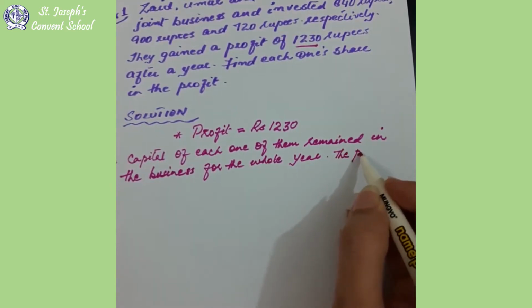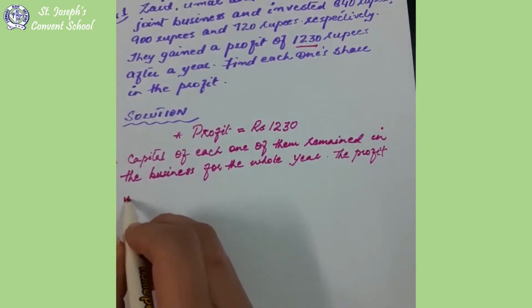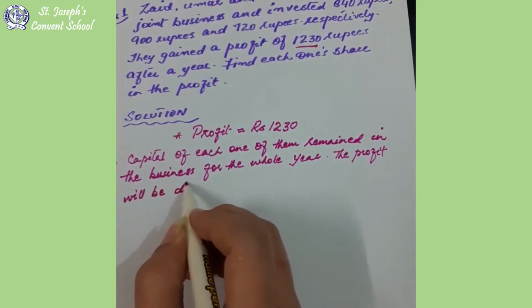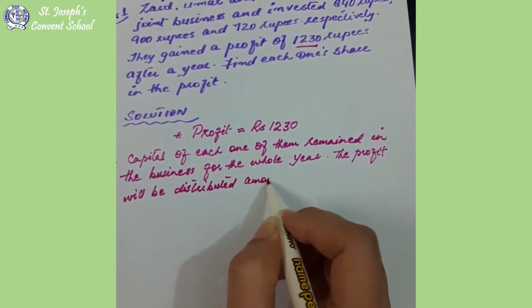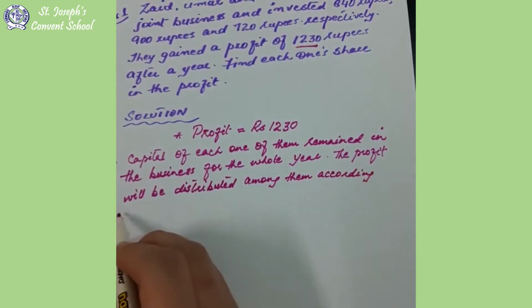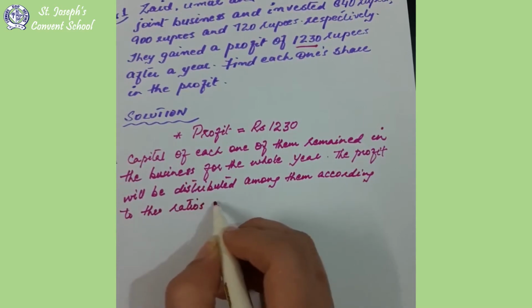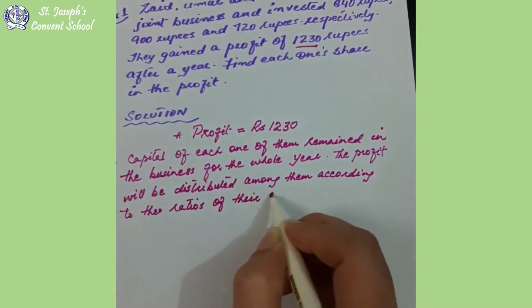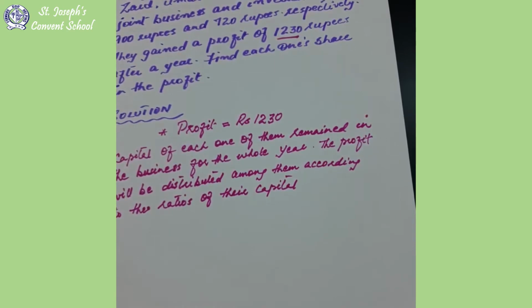So the profit will be distributed among them according to the ratios of their capital. Okay, so the amount remains for the whole year, so profit will be distributed among them according to the ratio of the capital. Now we are going to write their capital, how much amount each person has invested.